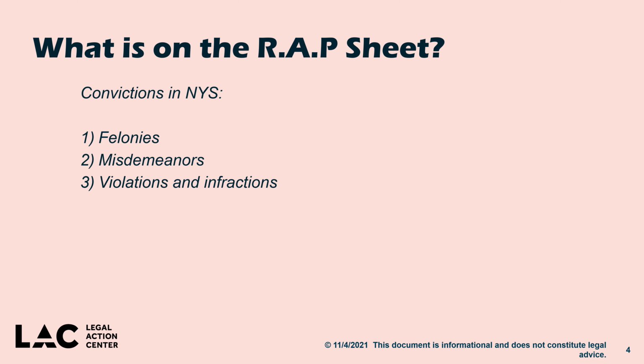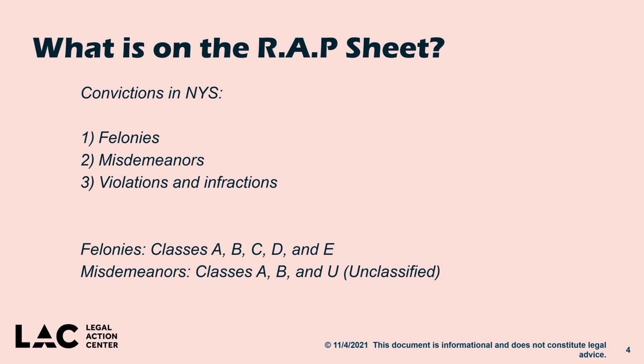There are three types of convictions in New York State: felonies, misdemeanors, and violations/infractions. Felonies and misdemeanors are criminal convictions, while violations and infractions are non-criminal. Felony convictions are classified into classes A through E. Misdemeanor convictions are classified into A, B, or U. U stands for unclassified. For both felony and misdemeanor convictions, Class A is the highest level offense.